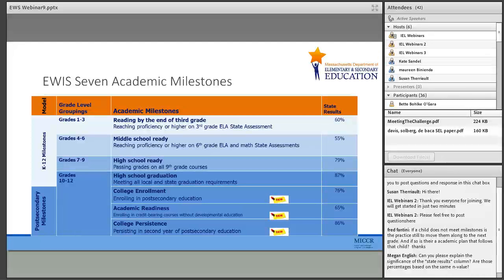So one of the helpful things as people dig in is to see how they're doing at the school or district level on these milestones. And most all of these results are publicly available. You can go to profiles and see how you're doing on the state assessments. We have something called a Success After High School DART, which is our district analysis review tools, and they're Excel-based, and you can go in and see how your students are doing on passing grade 9 courses, high school graduation, college enrollment, academic readiness, and college persistence.